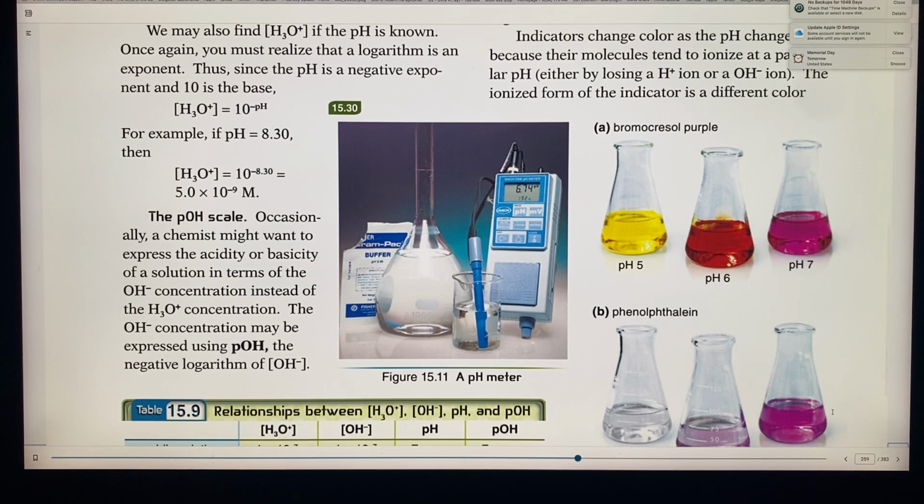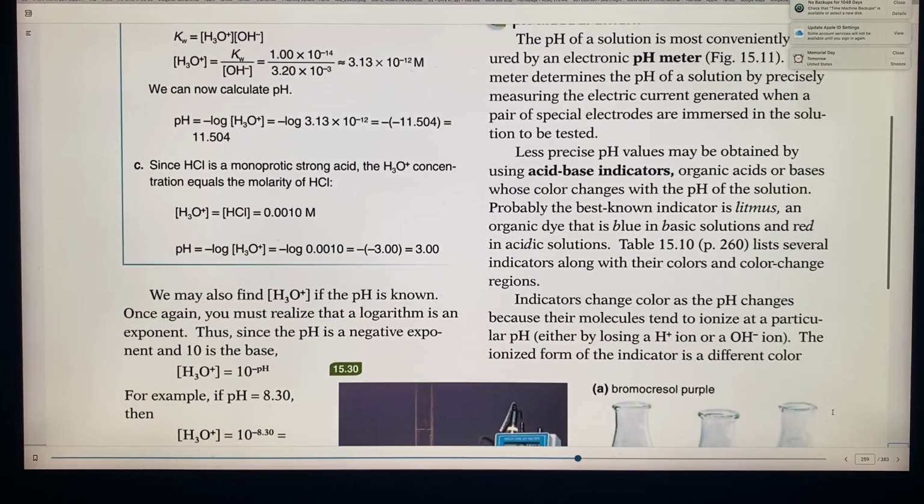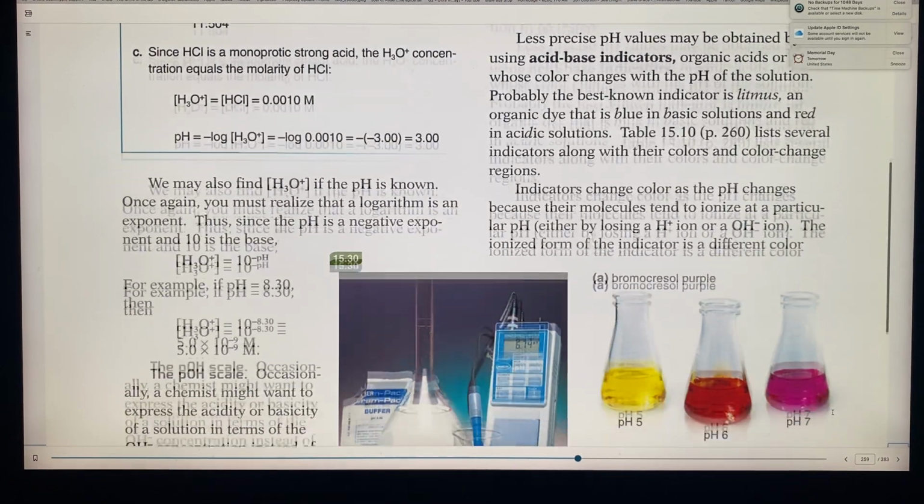So here it is, a pH meter. And that's what I use. You put it in there, bingo, there's our pH number. That's very handy. But before that, and many other times, they use less precise pH values, and they have other types of acid-base indicators, including organic acids and bases, and this has to do with the color change. So litmus paper is one. And so you have this organic dye that is blue in basic solutions and red in acid solutions, and we went over that and this will list how their color changes.